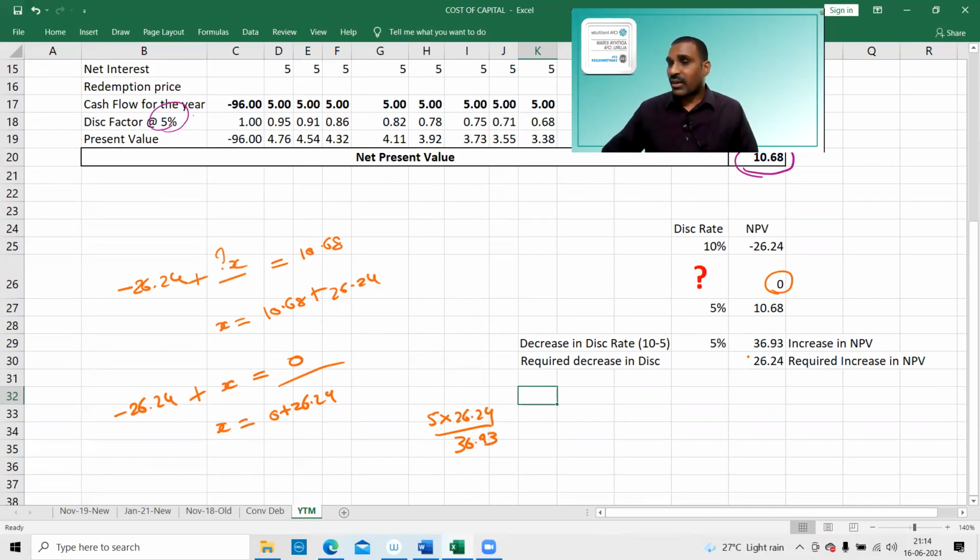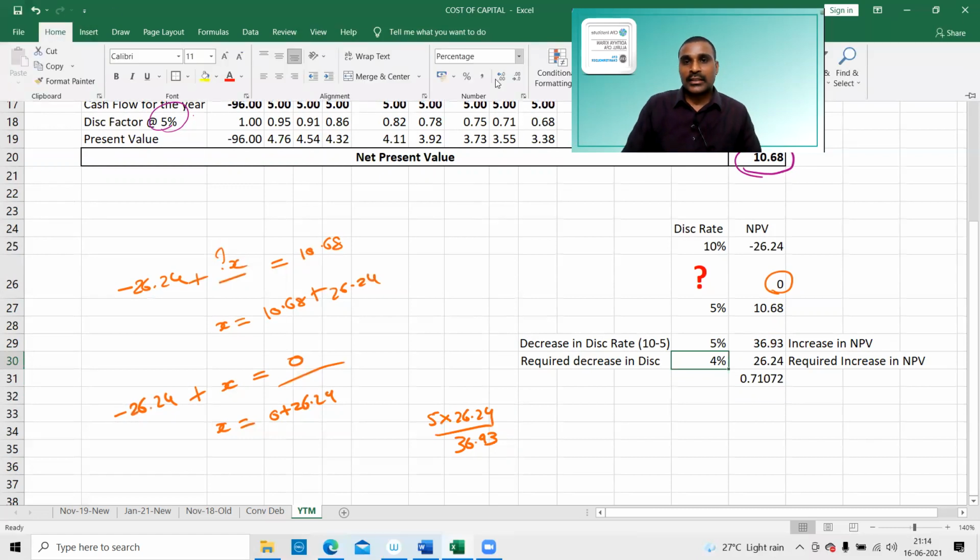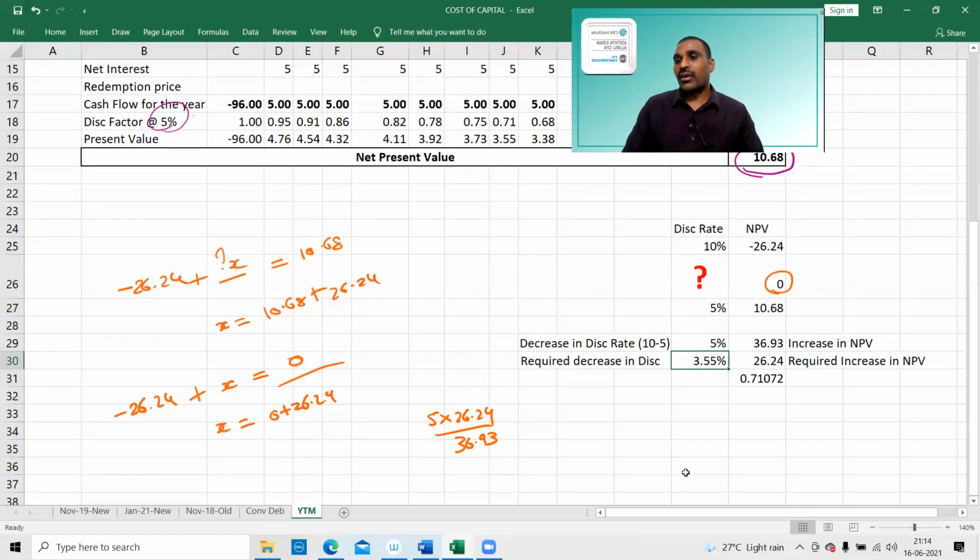That is one mathematical way, but the logical way is this: out of this 36.93 increase, I want only 26.24 increase. Therefore, I want only 71% of the present increase. In this way also you can do it: 26.24 divided by 36.93 into this 5%. We will get 3 point something, 3.55. This is the required decrease. This is not the yield to maturity.